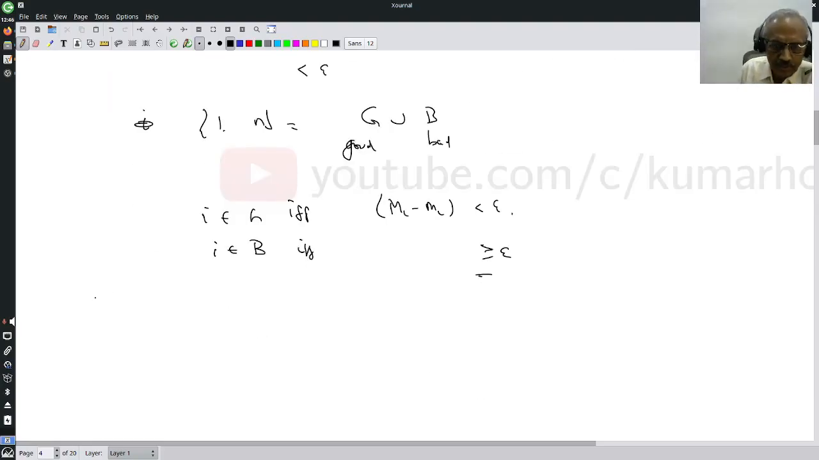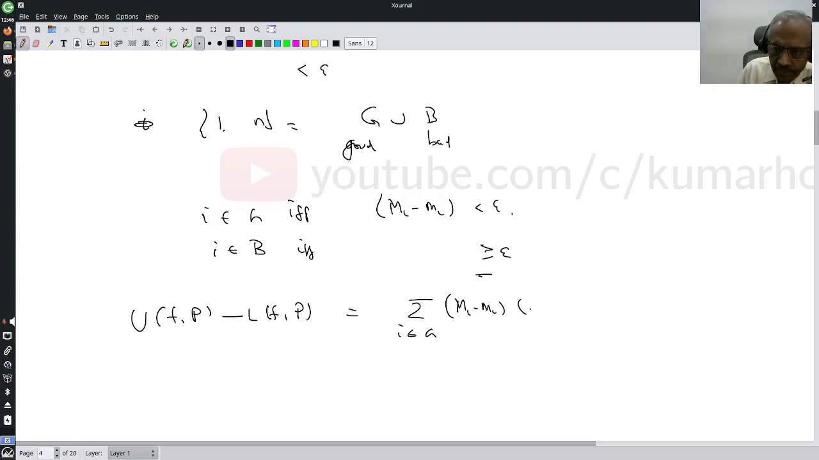Therefore, U(P) - L(P) I can split into two sums: the sum over i in G of (M_i - m_i)(x_i - x_{i-1}) plus the sum over i in B of the same. Notice that these are disjoint sums.